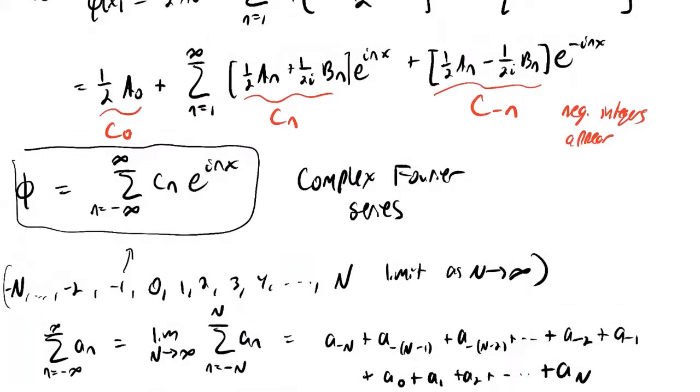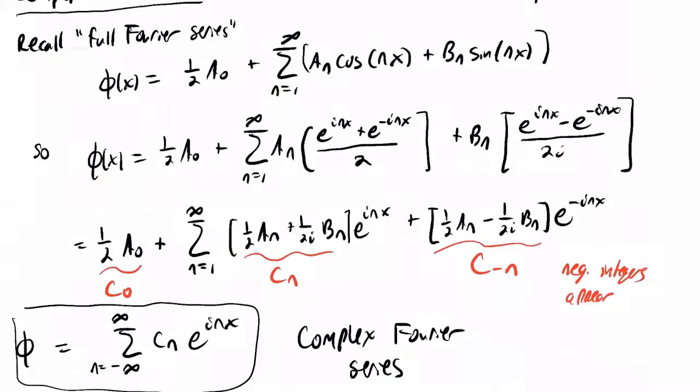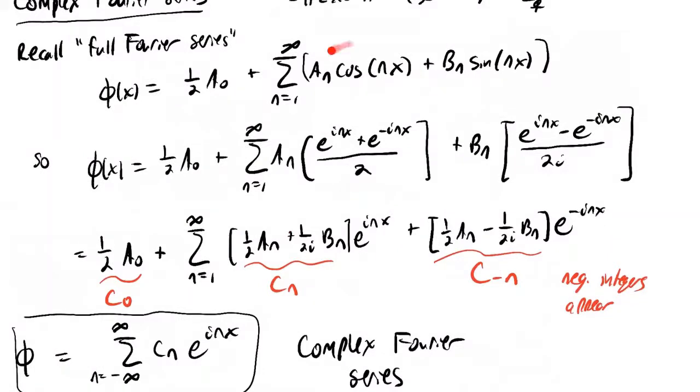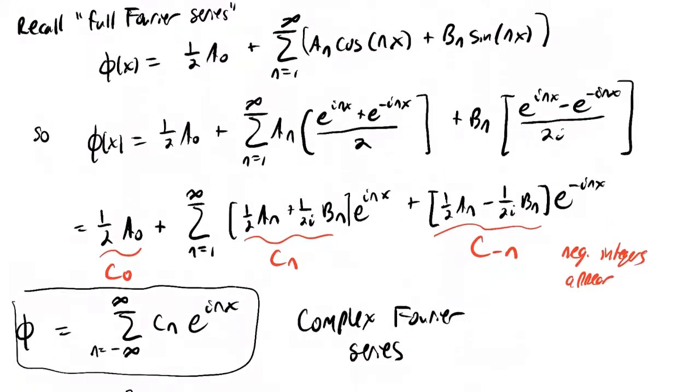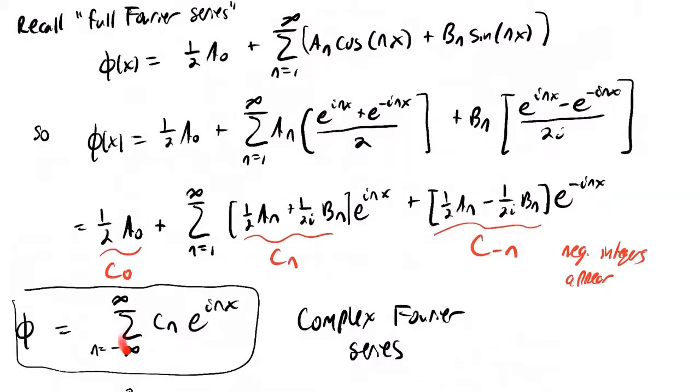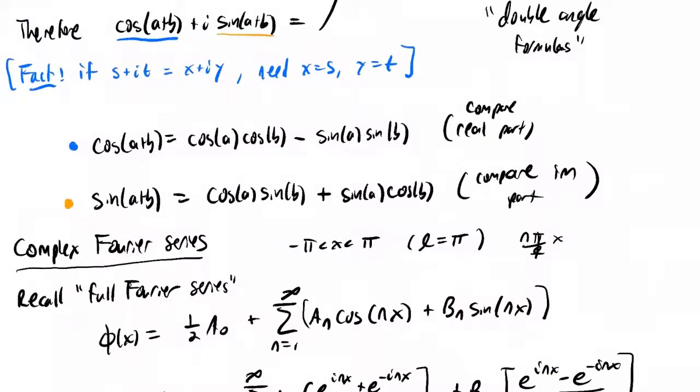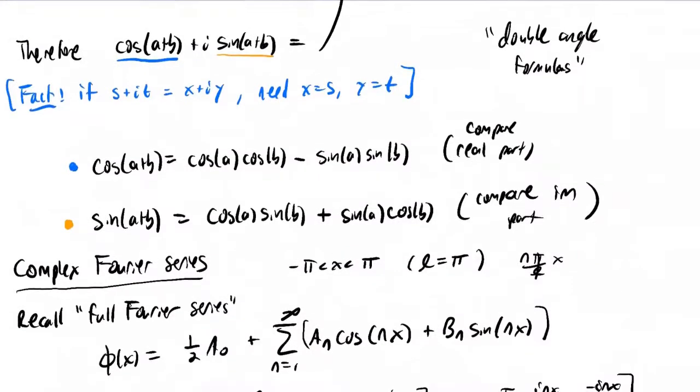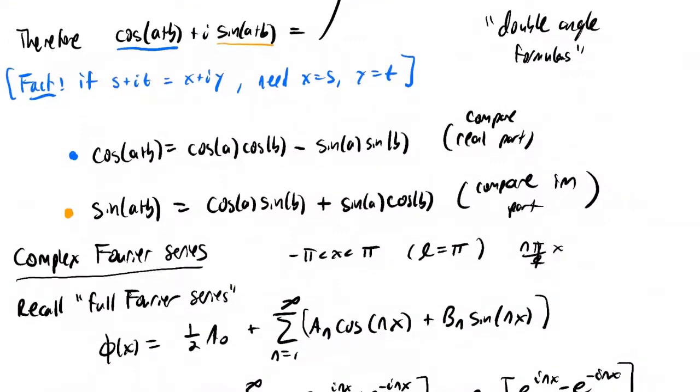But the key point is that if I begin with my full Fourier series and I apply the de Moivre formulas, I can rewrite my Fourier series using complex exponentials. And as we saw in an earlier example today, complex numbers make working with trig functions a lot easier. Okay, so this is why we're doing this. All right.